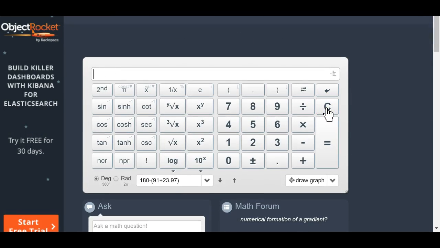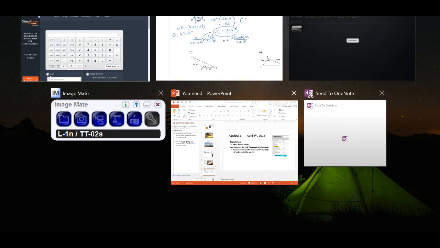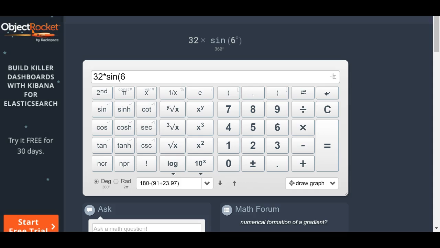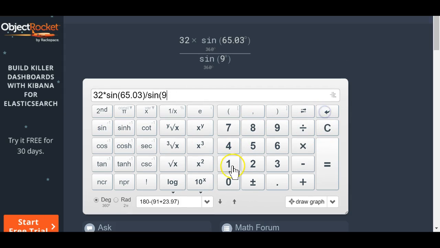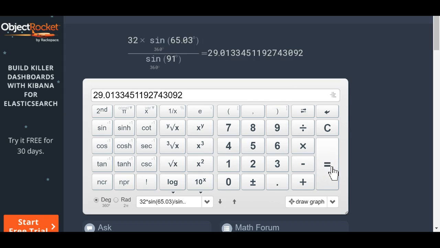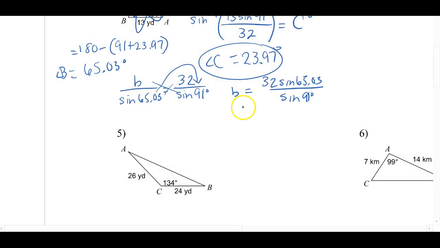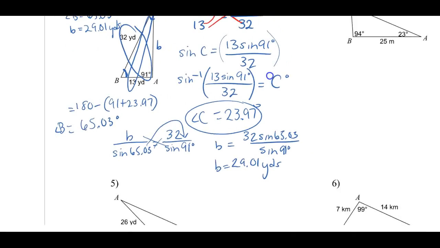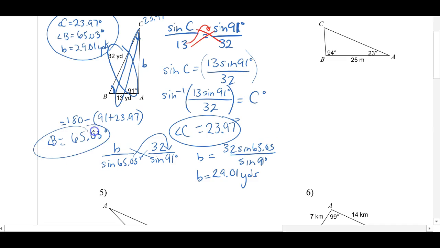Okay, so let's clear this. Now we're going to do 32 times sine of 65.03 divided by the sine of 91. And that is our side B, 29.01. And that's in yards, so we make sure we note that as yards. 29.01 yards. Okay, there we go. There's our answers, got there, there, and there.